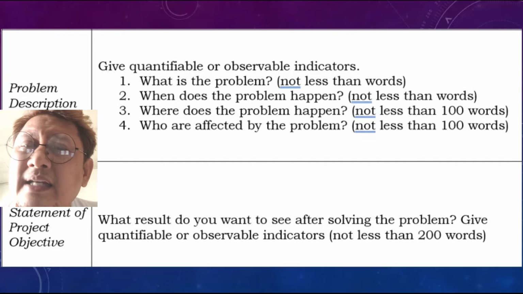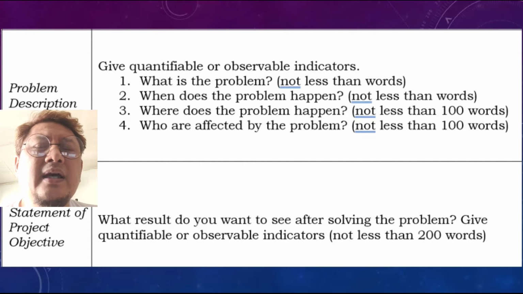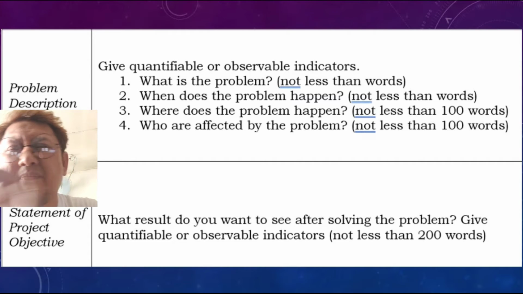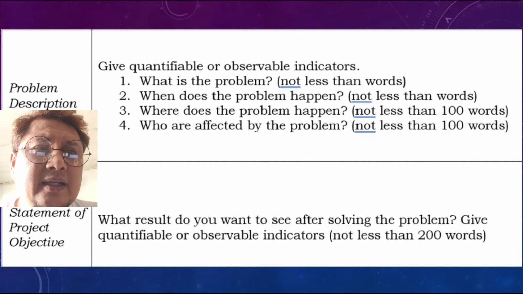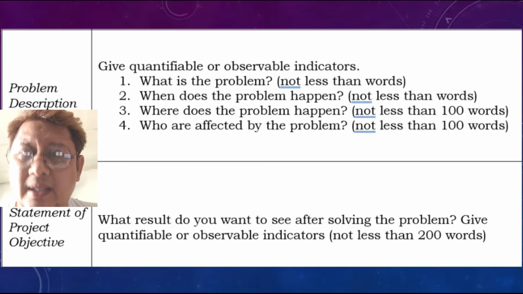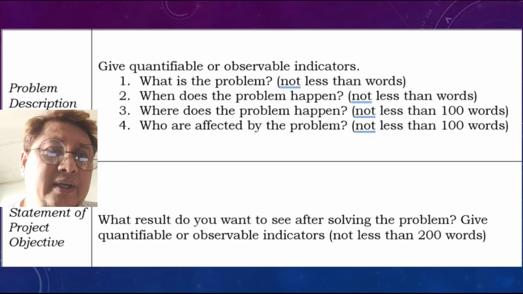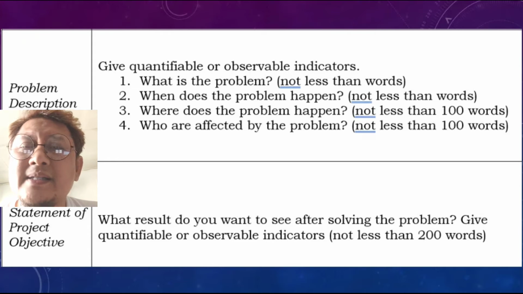Okay. Saan nangyayari ito? Okay. At sinong apektado dito? Halimbawa, ang problema mo, baon ng mga GRLLIS student. Yun ang problem. So, not less than 100 words. Define mo yun. Bakit baon? And then, saan nangyayari itong problema na to? Sa school, sa buhay ng student. Define mo yan. Yan. And then, where does this happen particularly?